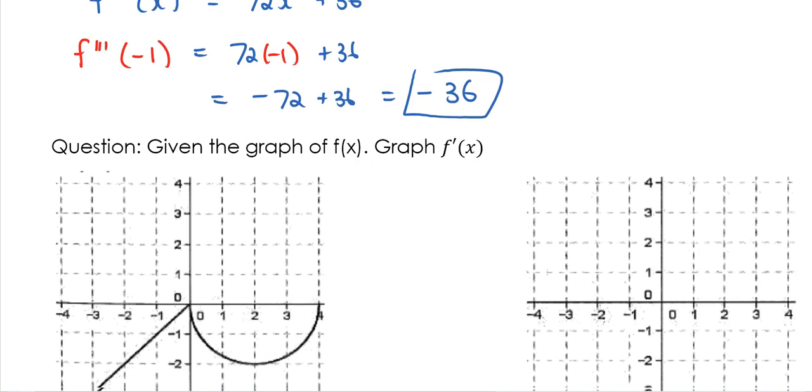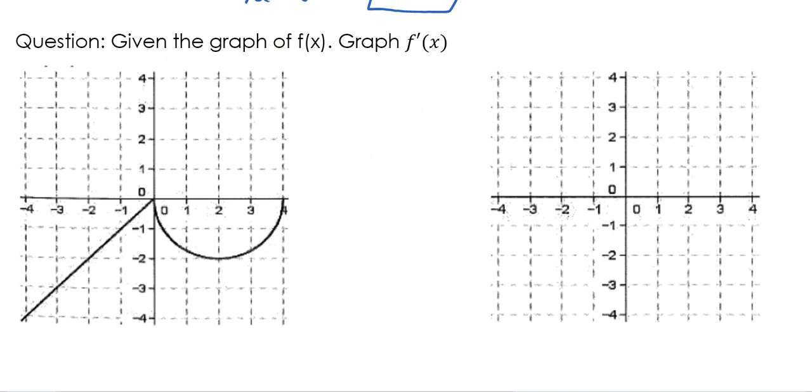Alright, and on your real test, I'll have one question where I give you the graph of f of x, which is this guy right here. So this is your graph of f of x, and then I want you to graph its derivative. Okay, so how can we approach this problem here? Well, this part right here, the part highlighted in blue, that's not too hard to graph its derivative, because if you look at that blue line, the slope of this blue line is +1. It's a 1-to-1.